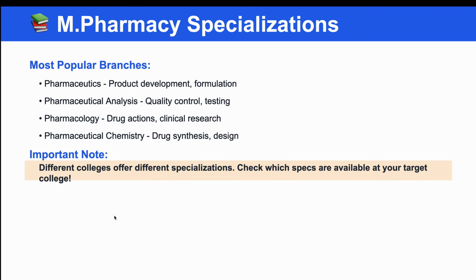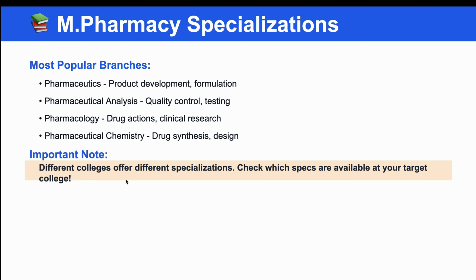Now let's discuss the M.Pharmacy specializations. So in M.Pharmacy also there are some specializations where you can try other than the core. So first one, we have pharmaceutics, product development, formulation, and also in pharmaceutical analysis we have quality control and testing. In pharmacology we have drug actions and clinical research, and in pharmaceutical chemistry we have drug synthesis and design.